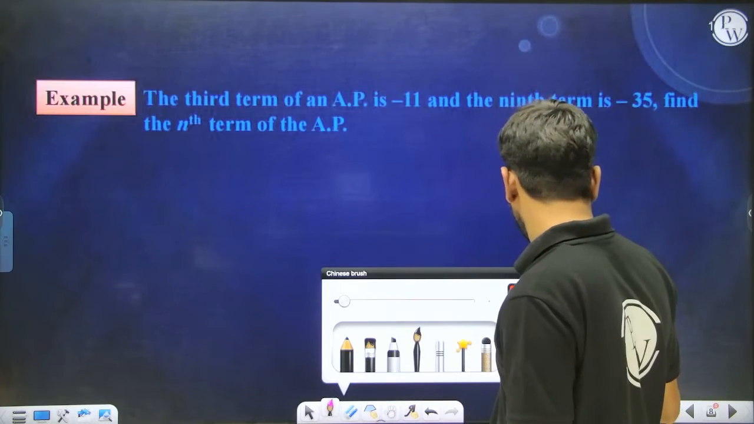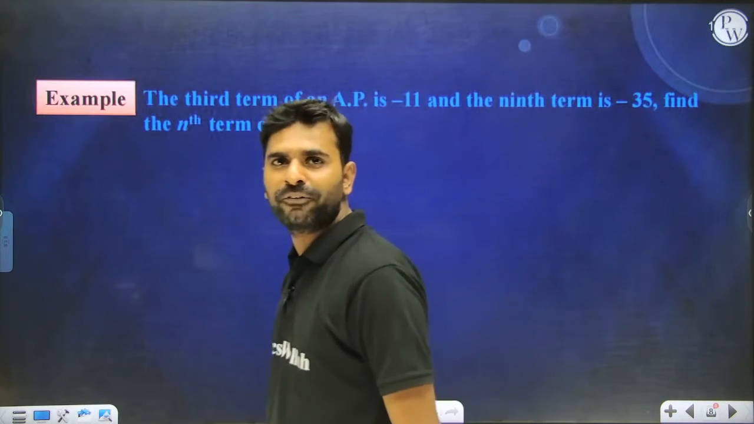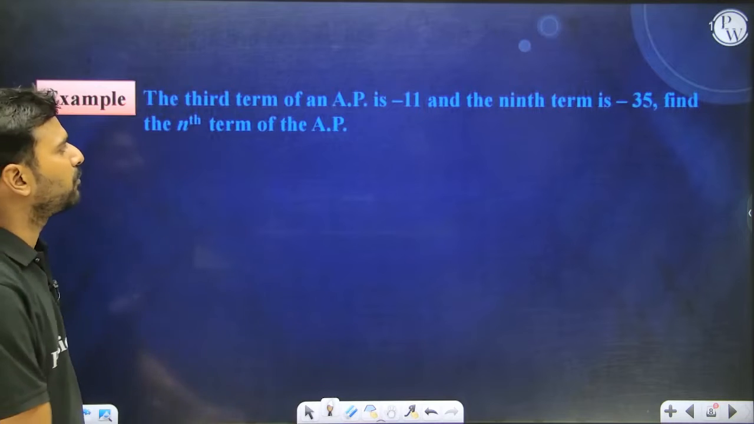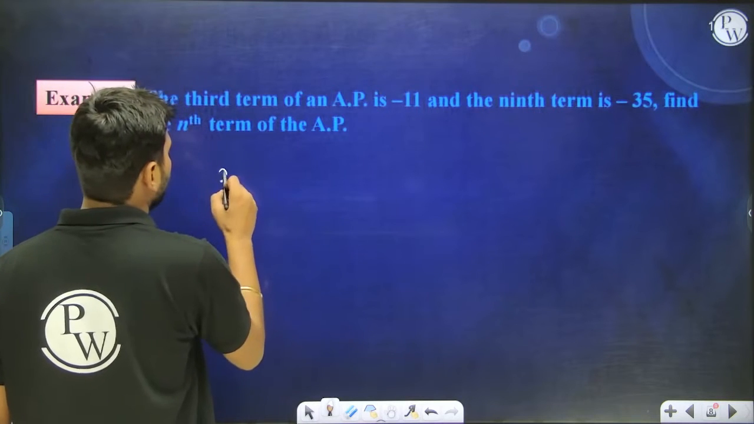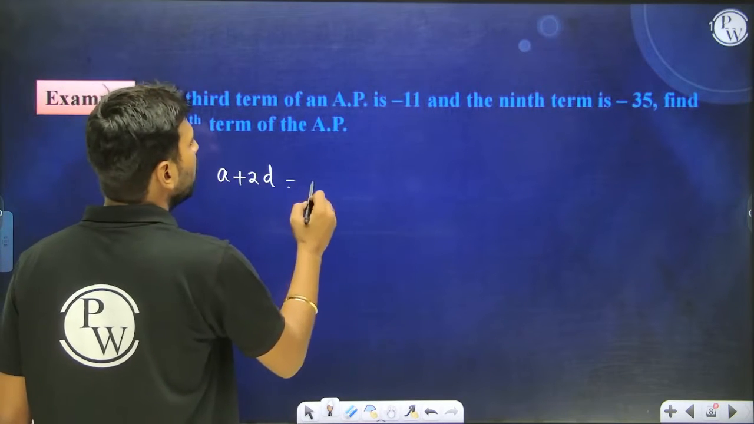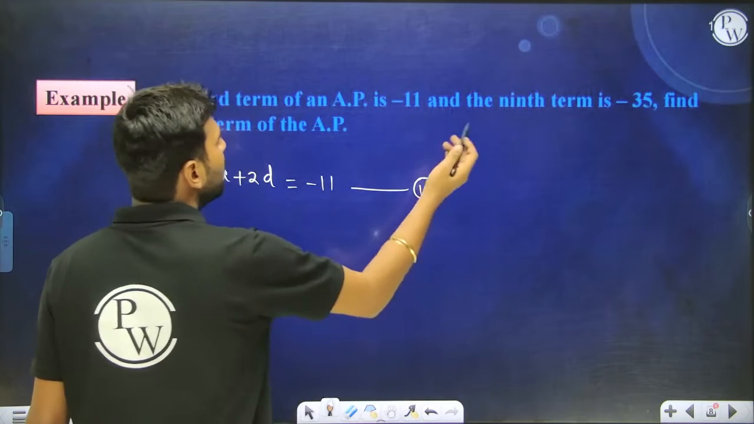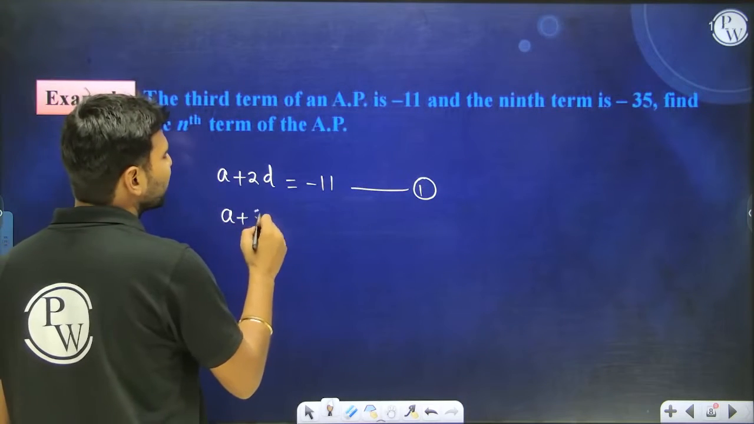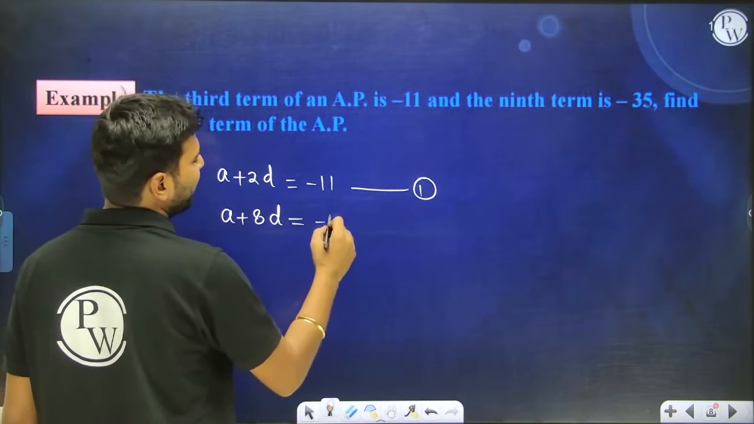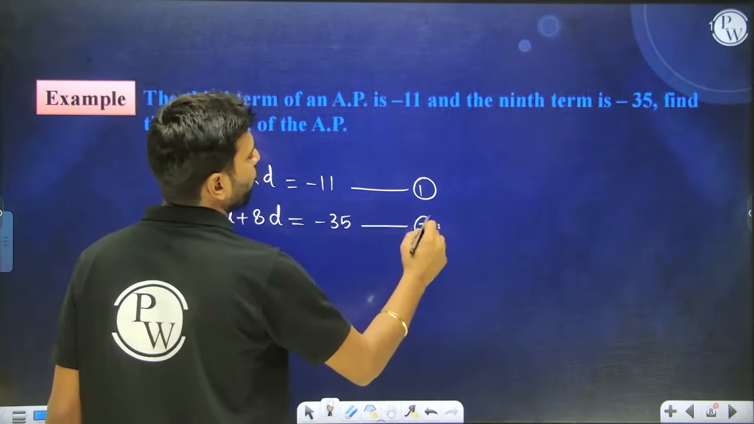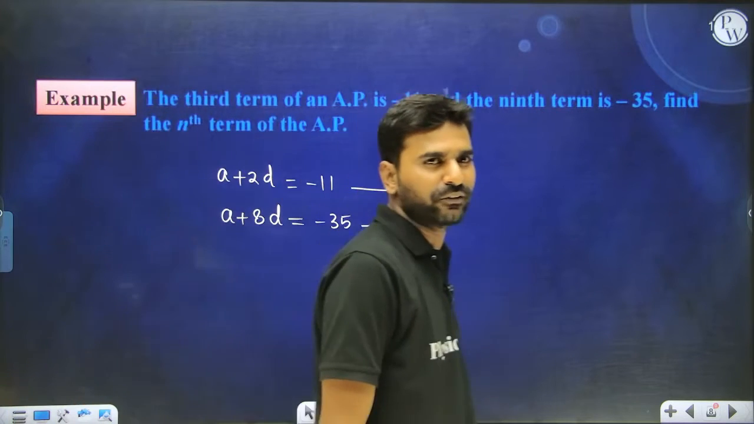Okay, over here it is given to me that the third term of an AP is minus 11 and the ninth term is minus 35. How can we write down the third term of an AP? A plus 2D, yes or no? It is minus 11, given to me. The ninth term of the AP can be written as A plus how many D's? 8D. Yes. These are two equations in two variables. Can we solve these two equations for the values of A and D? Yes.